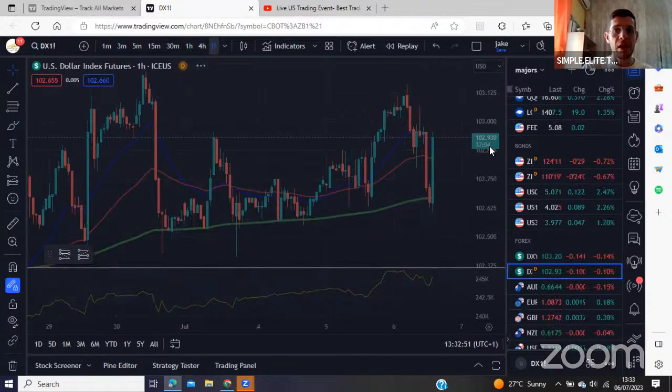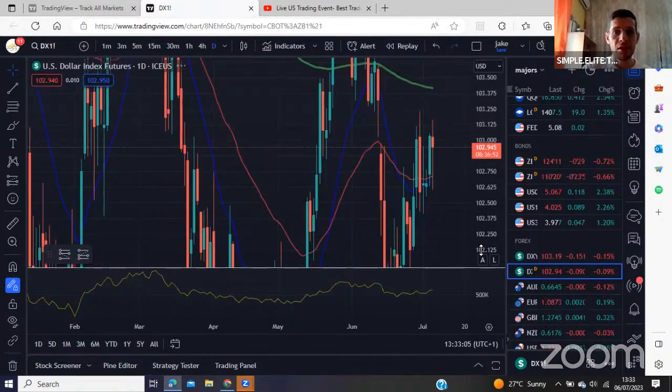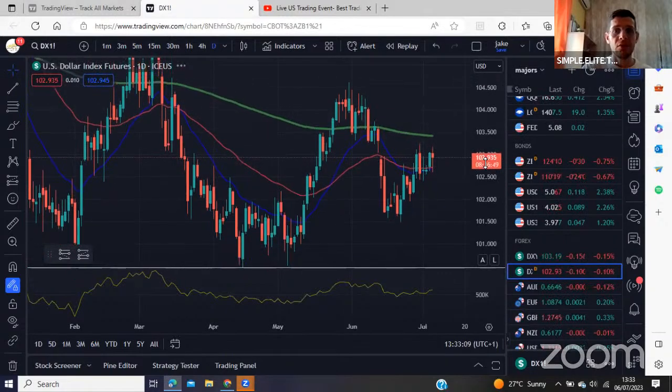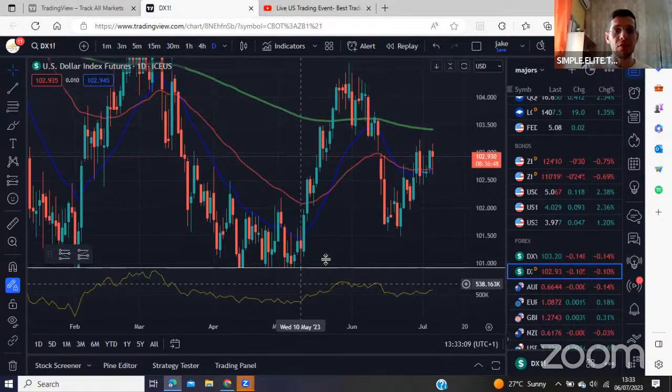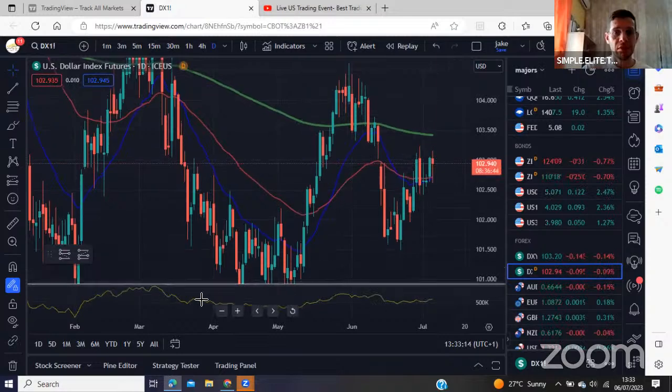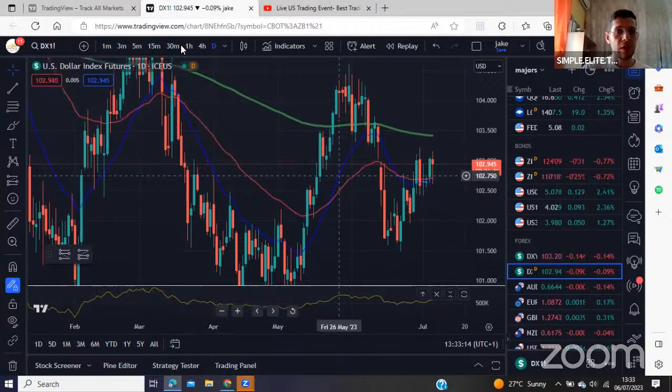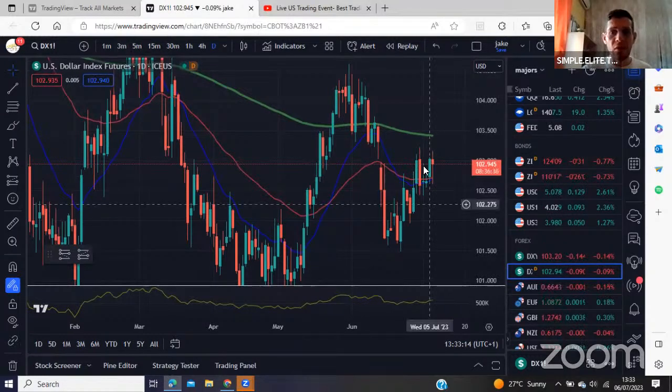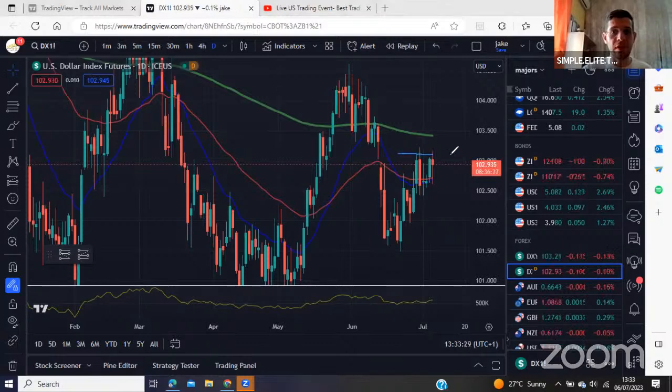So, this dollar index future chart. I said Tuesday I want to see the dollar stay below 103 to consider selling the dollar. Yesterday we saw a little bit of a bounce back, and now it is fighting to break this 103 level, which is above this one. So until the price stays below, I'm happy to sell.